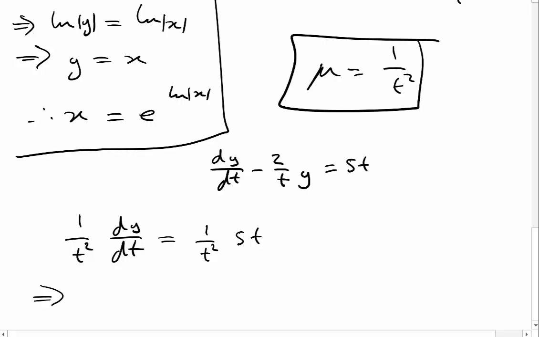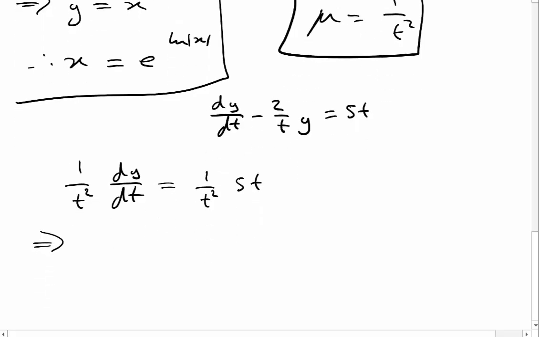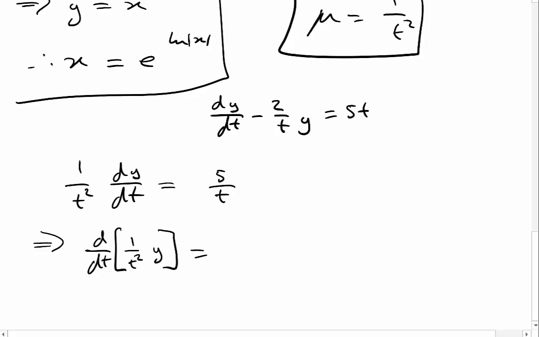Okay, so let's look at that then. So what do I end up with? I end up with dy/dt... Actually, I'm just going to rearrange that slightly. I'm going to end up with 5 over t, because it's 5t over t squared, so it ends up as 5 over t. The left side I'm just going to rewrite as d/dt of 1 over t squared times y, effectively multiplying through by the 1 over t. So d/dt of 1 over t squared times y is equal to 5 over t.